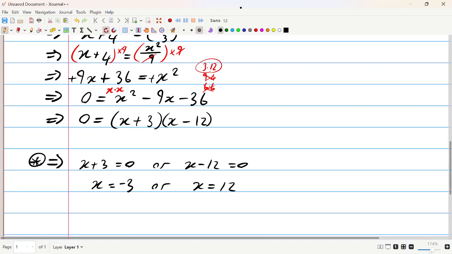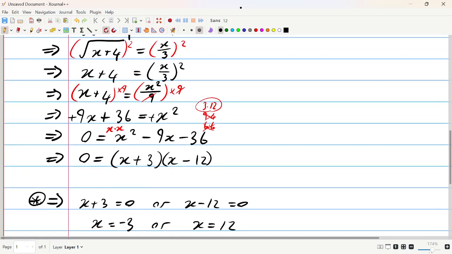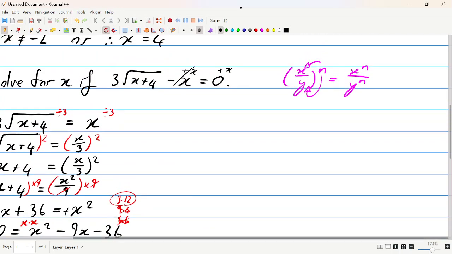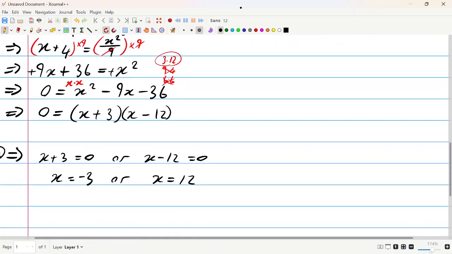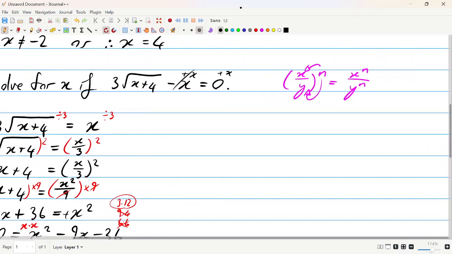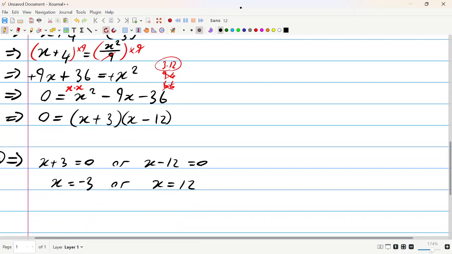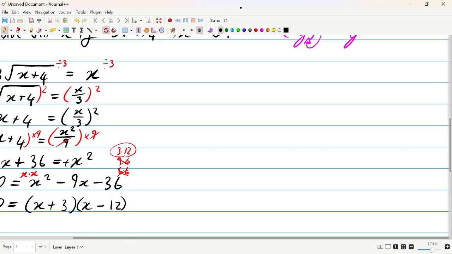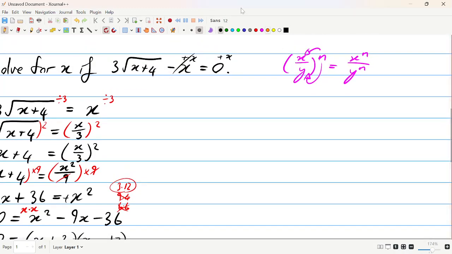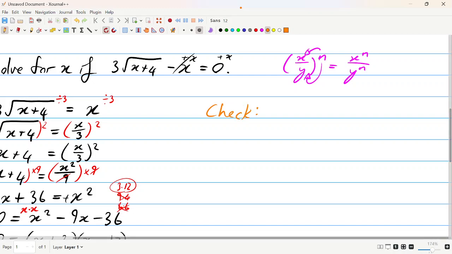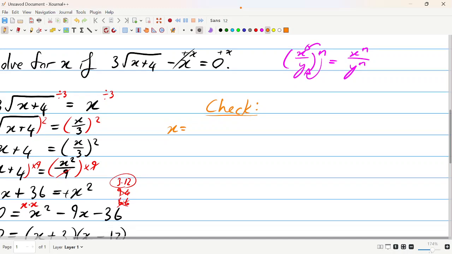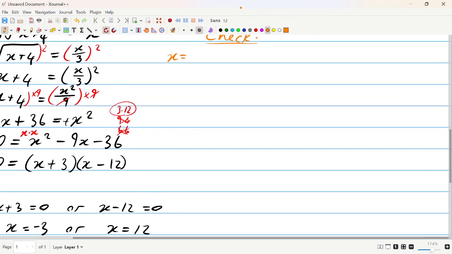And now we have two values of x, but we need to test them. We need to first check if they are indeed valid. If we plug in negative 3, we need to get 0 on the other side of the equal sign. And if we plug in x equals 12, we must also get 0. So let's do the check. When x is equal to 3, is it negative 3 or 3? It's negative 3.